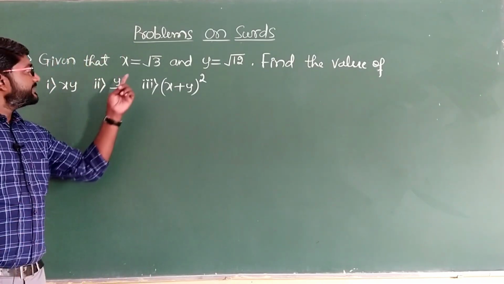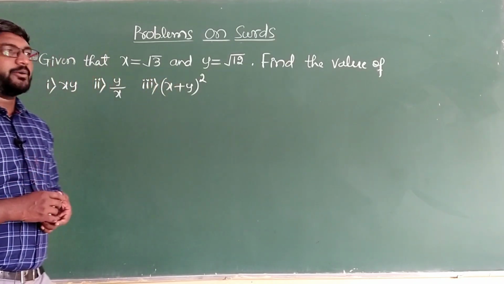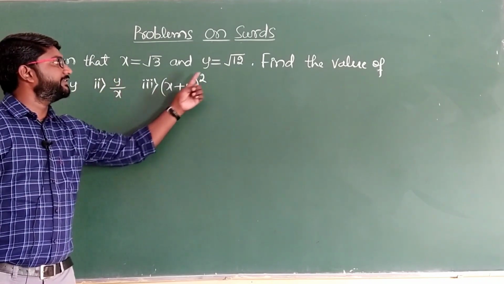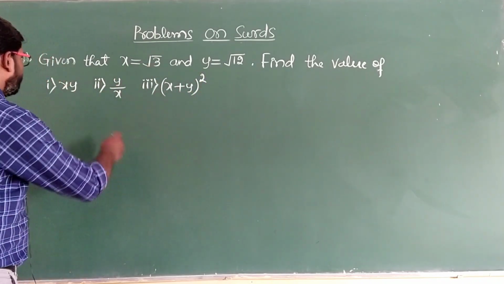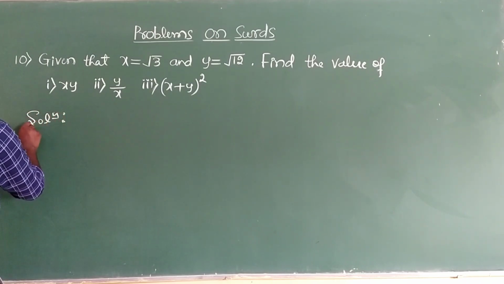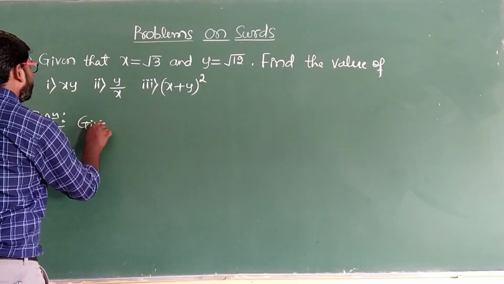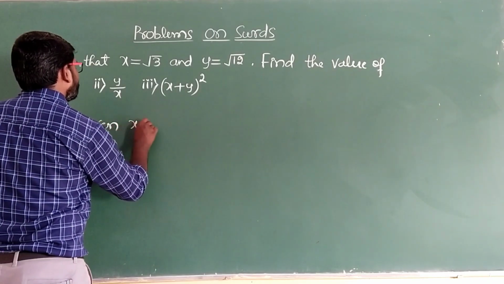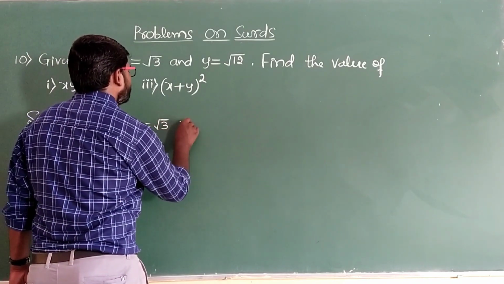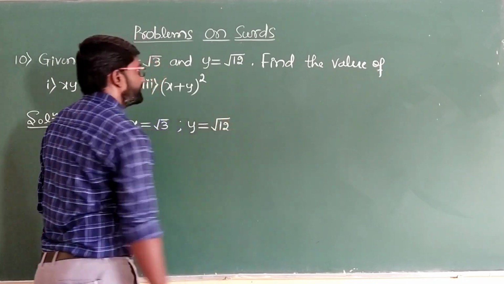Given that x is equal to root 3 and y is equal to root 12, find the value of xy, y by x, and x plus y the whole square. So let us solve this. He has given x equal to root 3, and y which is equal to root 12.